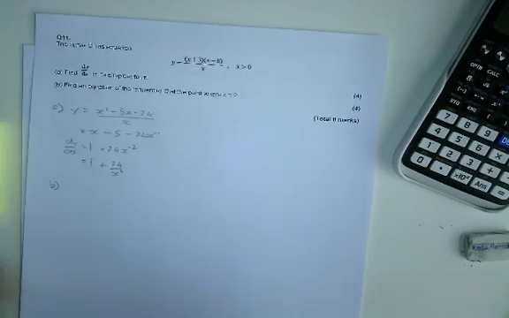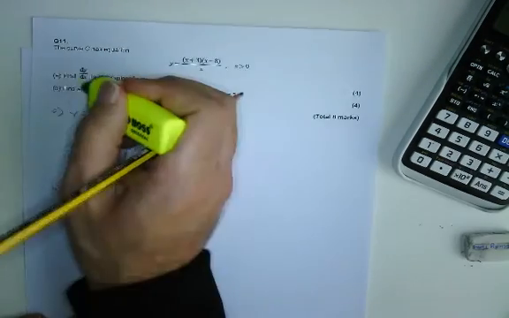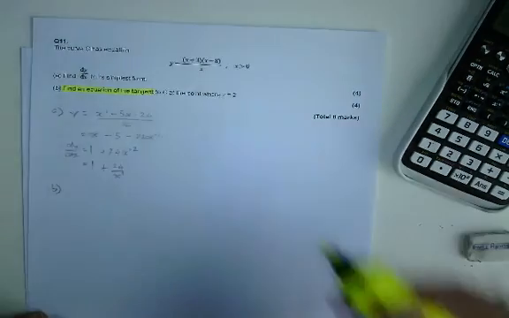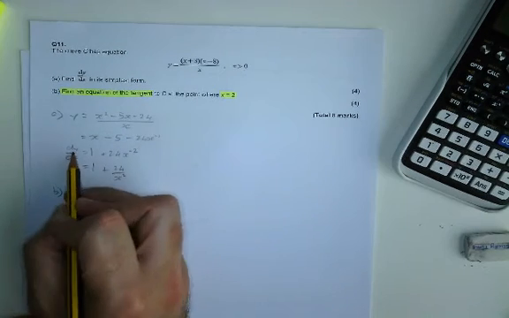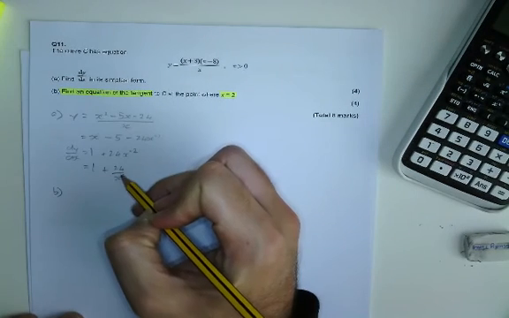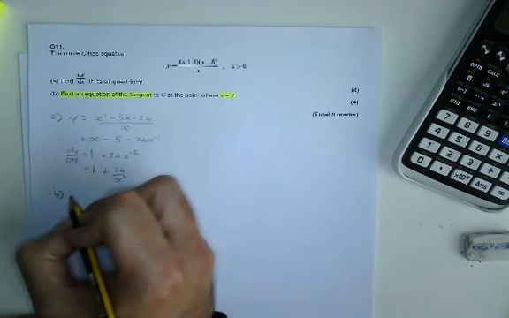Part B, find an equation of the tangent when x equals 2. Now remember, when it says find an equation, I want to be able to use y minus y1 equals m(x minus x1). To be able to use that, I need a gradient and a coordinate. Okay, so I've got my gradient function, so if I sub x equals 2 into that, it will give me what the gradient is at that point.